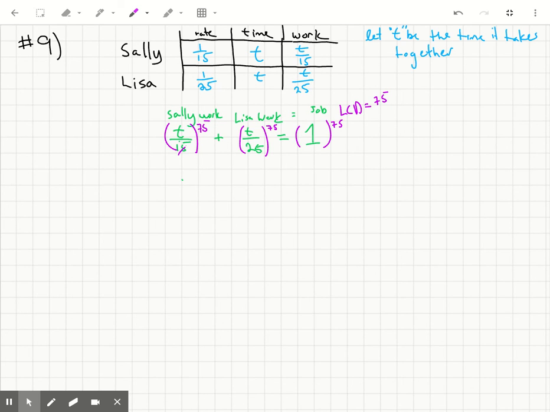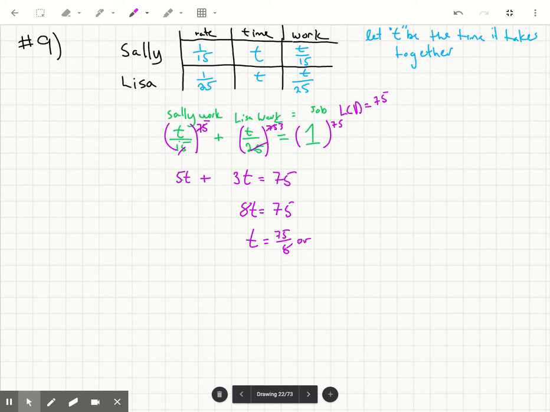Okay, so when we do that, that is going to simplify to 5t plus, and this will simplify to 3t, equals 75. So 8t equals 75. So t, the amount of time, is equal to 75 over 8. Or let's make that a mixed fraction. So that would be 9, and then there's 3 remaining, and 3/8. Okay, we can leave it at that.